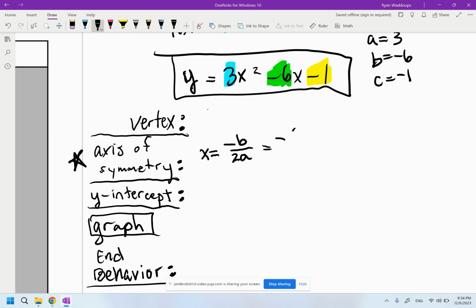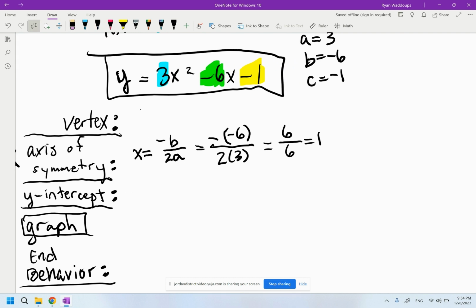So I'm going to write negative. The negative is this negative b. We don't know if b is positive or negative. When we have this formula, it's just the opposite of whatever b is. So b is negative 6. So I'm going to put negative 6 in parentheses. And then I've got 2a, and a is 3. So I'm going to put 2 times 3. And then just evaluate it. The opposite of negative 6 is positive 6. And 2 times 3 is also 6. And 6 divided by 6 is 1. And so the axis of symmetry is that equation x equals 1.